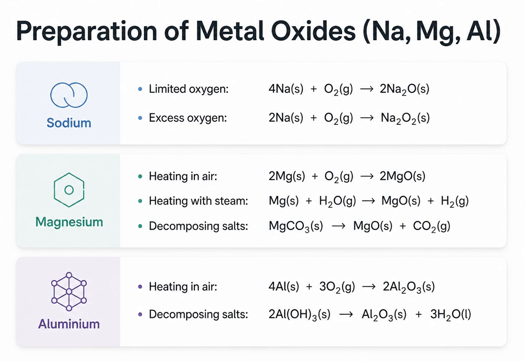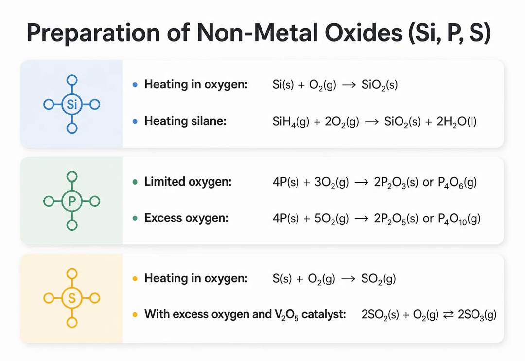Similarly, aluminum oxide is prepared by heating aluminum in dry oxygen or steam, or by decomposing aluminum hydroxide or aluminum nitrate. For the nonmetals, direct combination with oxygen is also a primary method. Silicon dioxide is formed by heating silicon and dry oxygen, or by combusting silane.